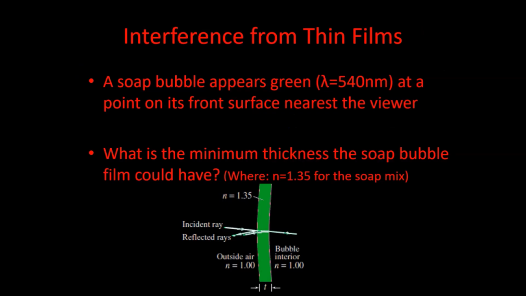So let's take a look at a problem here. Here we've got a soap bubble which appears green, which means it has a wavelength of about 540 nanometers. And that's from a point at its front surface nearest the viewer. So here we're looking at rays bouncing off of the front surface of the bubble. What's the minimum thickness of the soap bubble here, if the whole bubble appears a greenish colour? And we've got an n of 1.35.